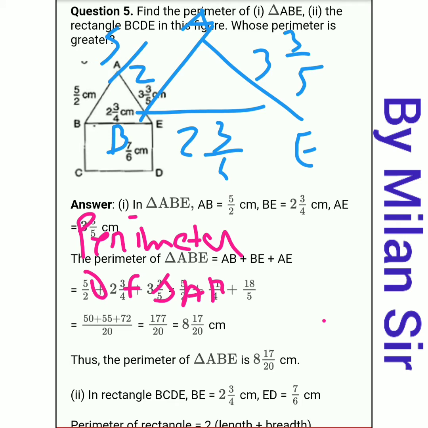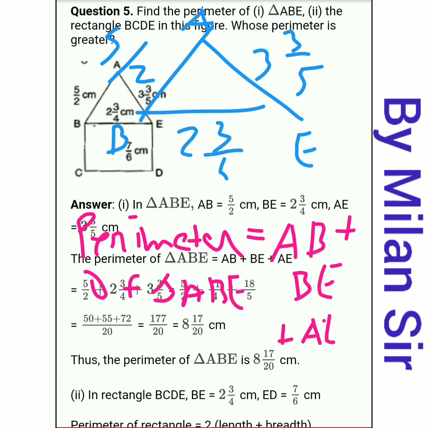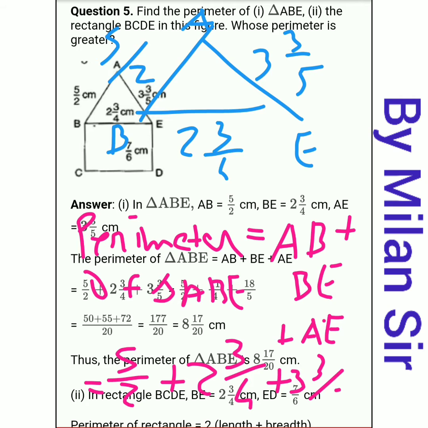Perimeter of triangle ABE is equal to, now perimeter means what? Sum of all the sides. Perimeter means sum of all the sides. So here in the triangle we have 3 sides, so AB plus BE plus AE, the sum of all 3 sides. Now AB is equal to 5 by 2 plus BE is equal to 2 integer 3 by 4 plus AE is equal to 3 integer 3 by 5.